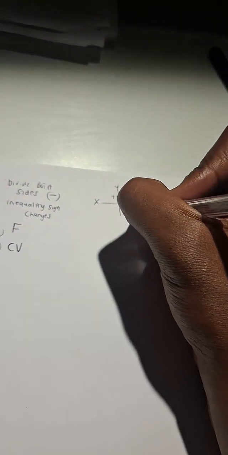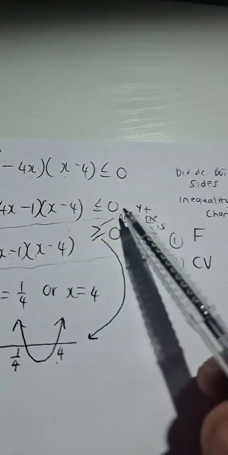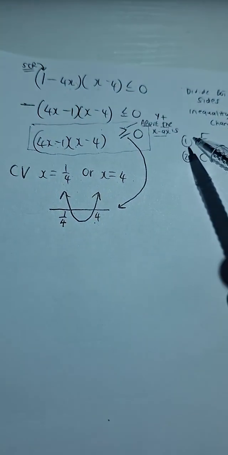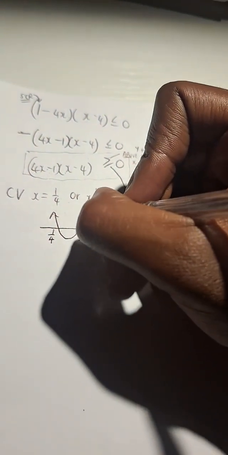But y is less than 0, or y is negative, guys, below the what? The x-axis. I hope it makes sense. Greater than 0 above the x-axis, less than 0 below the x-axis. So when we have greater than 0, we always understand that to mean above the x-axis. So let's check from our graph, where is the function above the x-axis? It is above the x-axis in this region and also in this region.